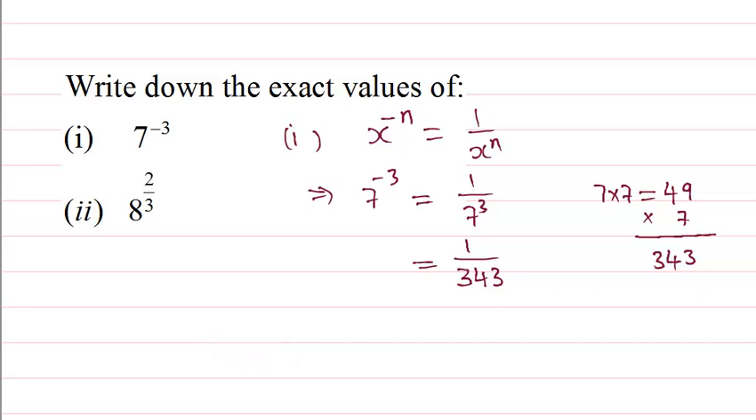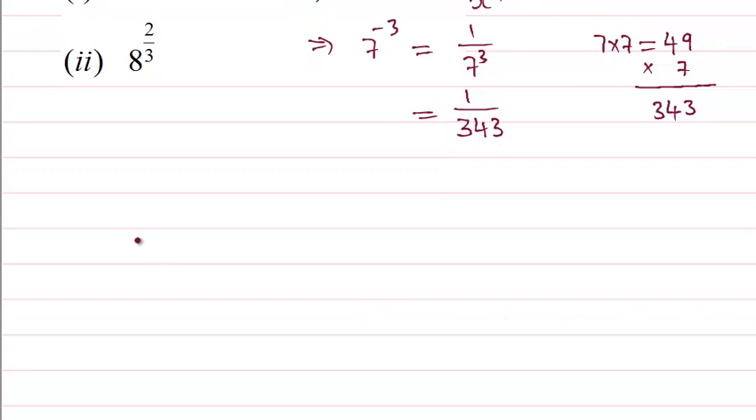Then the second part, now 8 to the power 2/3, so we have to use the rule of powers and roots. So this is basically a square and then the third root. So one method, we will write 8 squared, then take the cube root.